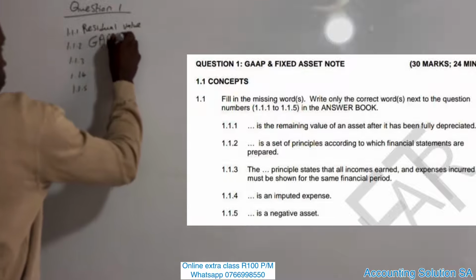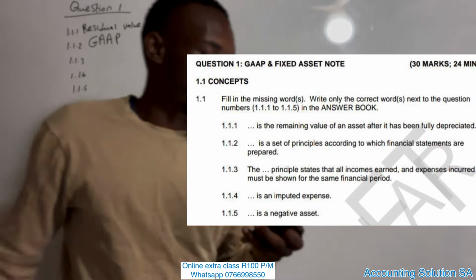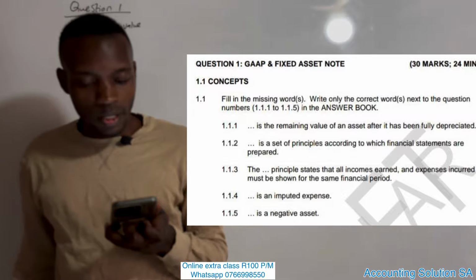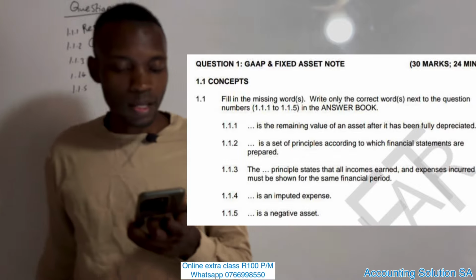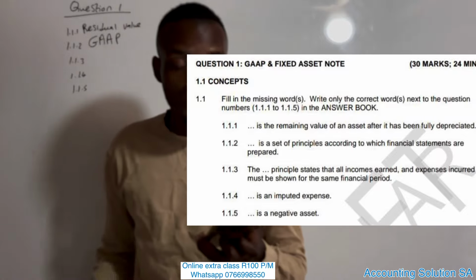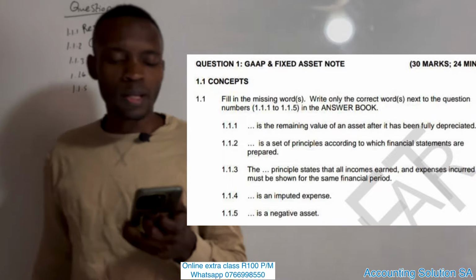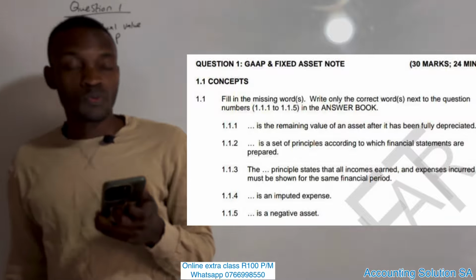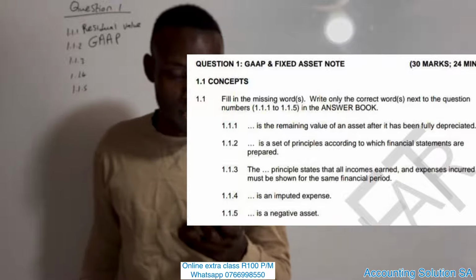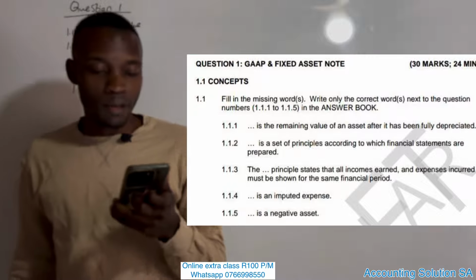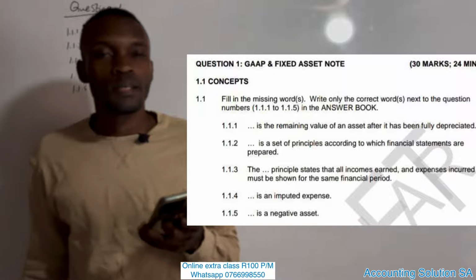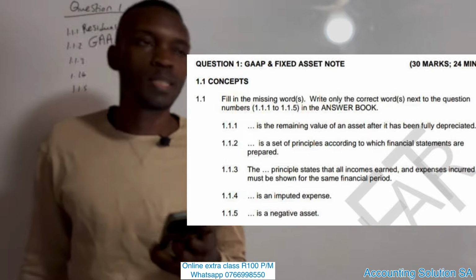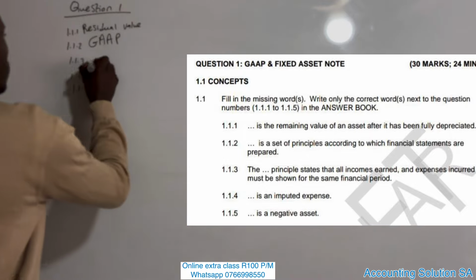GAAP principle is the answer. Okay, 1.1.3. And the principle states that all income and expense incurred must be shown in the same financial period. In this case, we have to specify the principle that states that all income and expense must be recorded in their financial year. This is one of the GAAP principles that we apply under income statement. It's a matching concept.